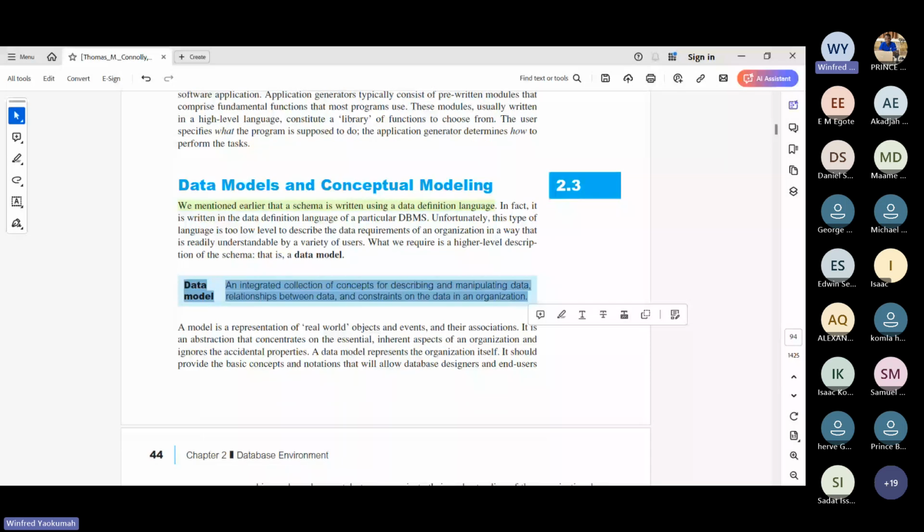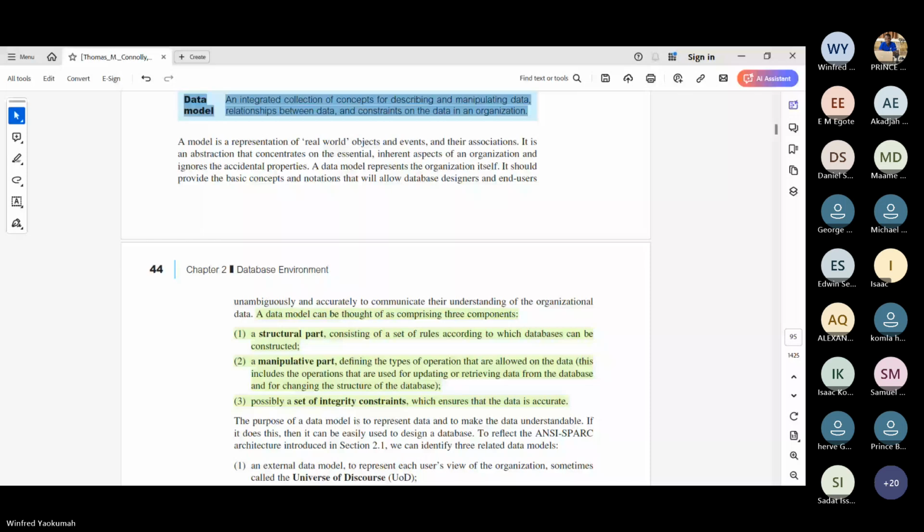The data models generally are made up of three components. The structural part, which consists of a set of rules according to which databases can be constructed. Then the other part is the manipulative section, that is defining the types of operations that are allowed on the data. Next week, I'm sure we'll be seeing the types of operations that will be allowed on the data when we come to the relational calculus and algebra. We will see the types of operations that can operate on the data.